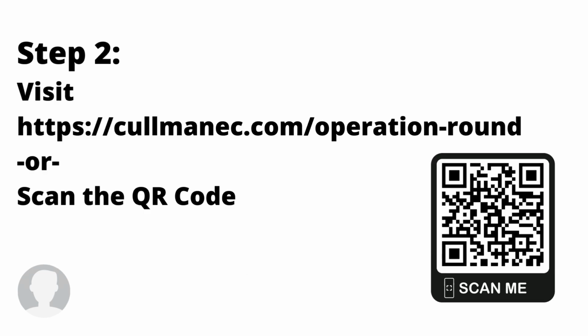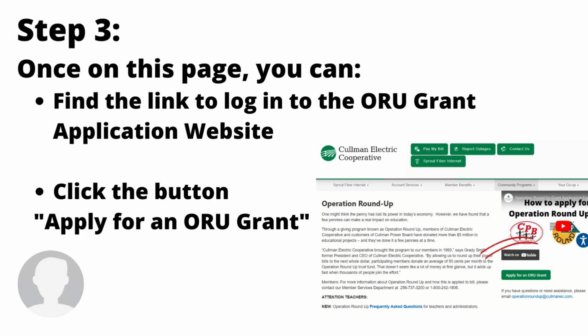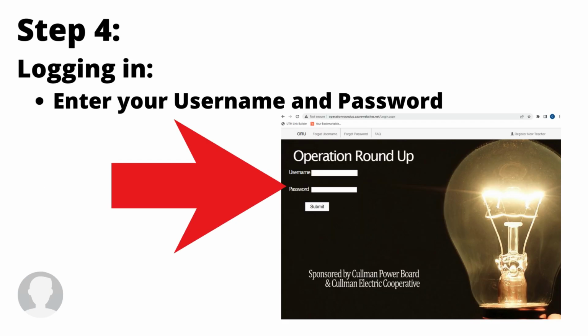Next, we need to find the Operation Roundup grant website. First, you need to go to this website link or scan the QR code. This will take you to a page on the Coleman Electric Cooperative website. Once there, hunt for the Apply for an ORU Grant button. When you click on that button, it will take you to the Operation Roundup Grant Request website page.